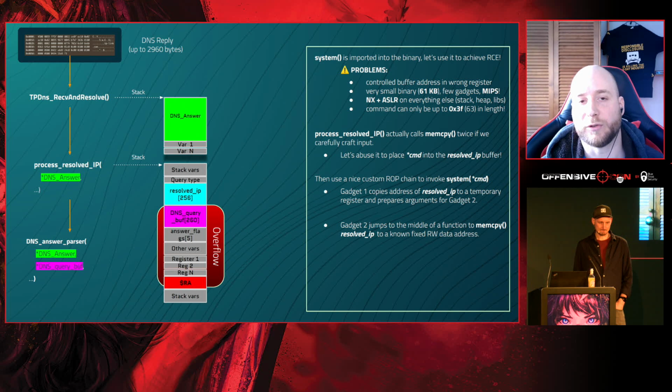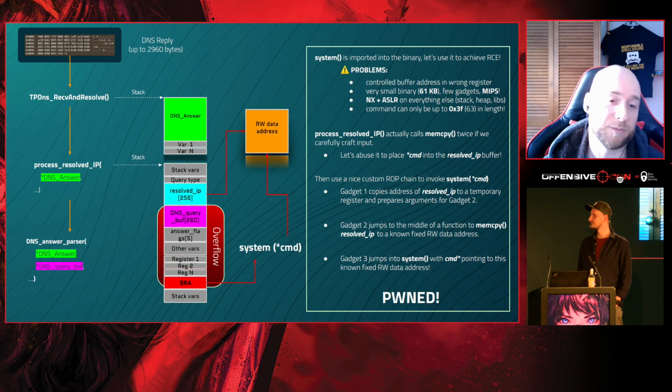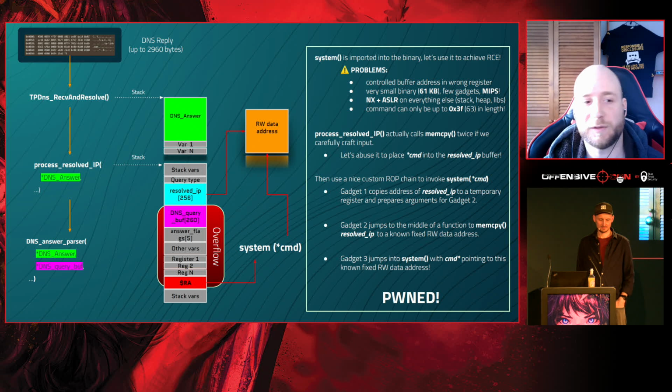Then in gadget 2, we just jump into the middle of another function, so we do a function reuse to memcpy resolved IP to a known read and write data address. And then we just jump into system with the command pointing to this read-write data address. And then we pwn it. So, this is a bit simplified. It's not a mind-blowing ROP chain by any means, but it's just a little bit harder than normal. And that's it. We pwn the router via 1, right?